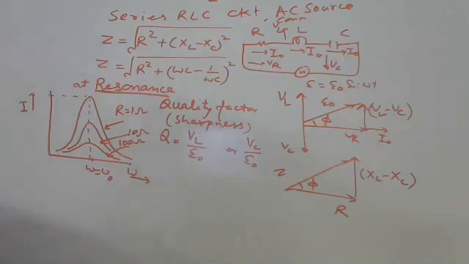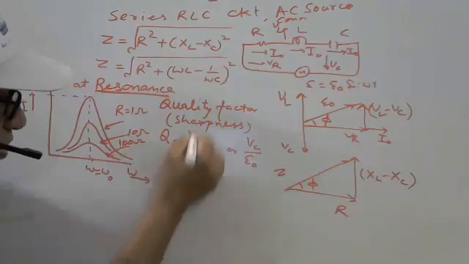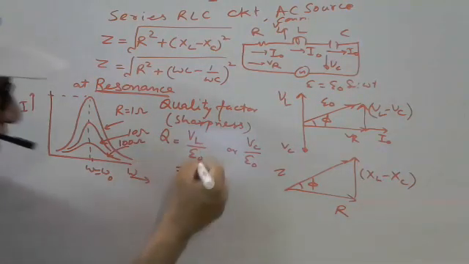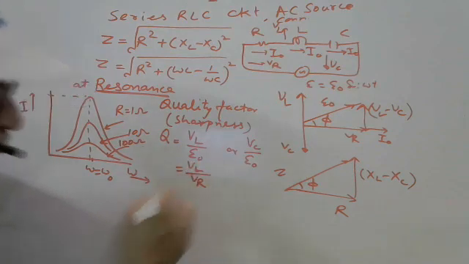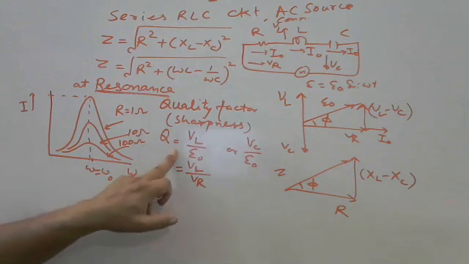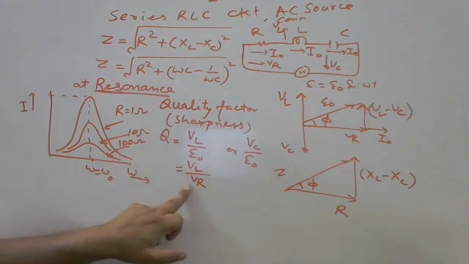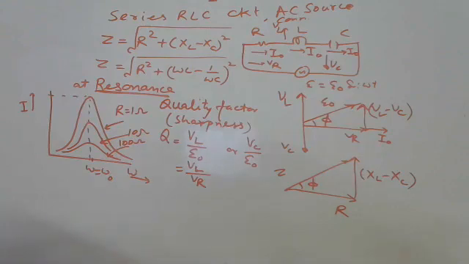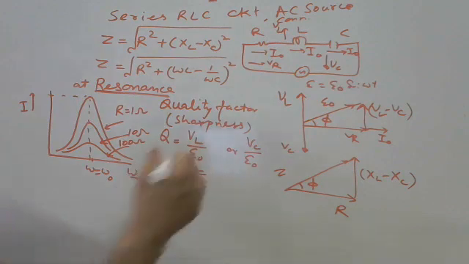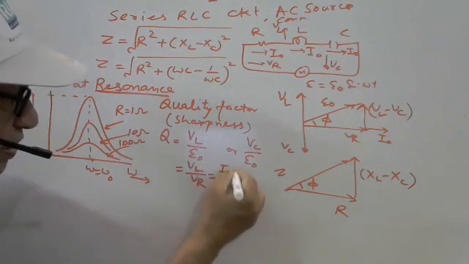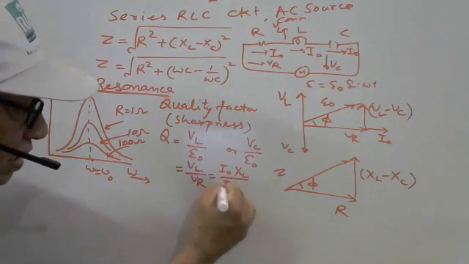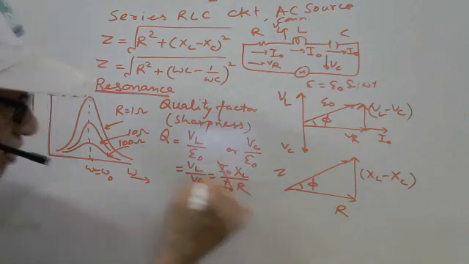If I take VC or VL, we are getting the same thing. You can write VL upon VR, because whatever voltage is there, it comes across the resistance only at resonance. VL and VC cancel out, so this is a resistive circuit, and the applied voltage appears across R only. Here VL can be written as I naught XL and VR as I naught R. I naught also cancels out.